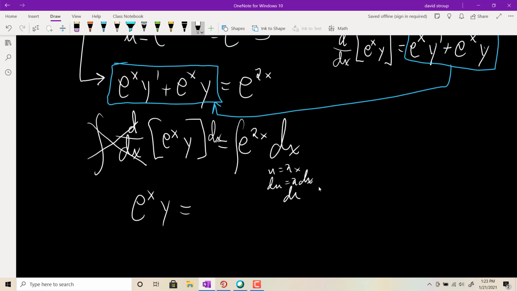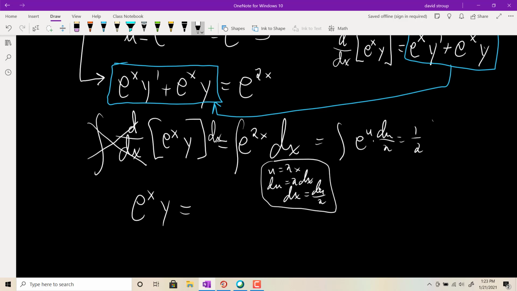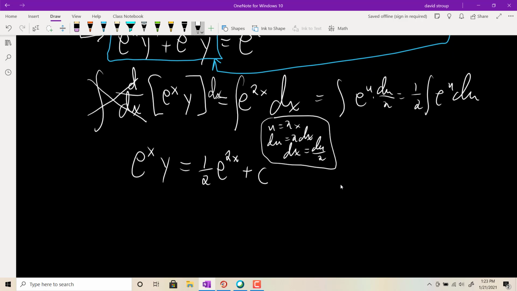So there's going to be a constant of 1/2 floating about. Right. So this will be the integral of e to the u times du over 2. You can factor out the 1/2, integral of e to the u du. And you end up with 1/2 e to the u, which back substituting will give you e to the 2x plus c. And then if you want the explicit solution, you could divide everything by e to the x.